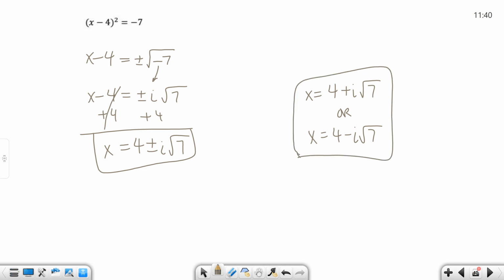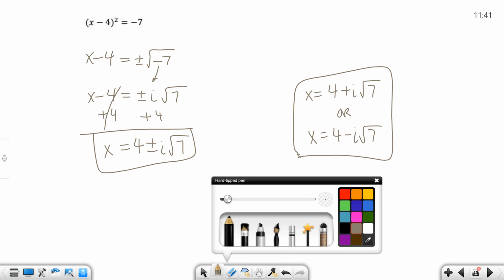I do want to point out that the plus or minus literally means 4 plus that and 4 minus that. And if that was just 7, we could say 4 plus 7 is 11, 4 minus 7 is negative 3, but it's got an i on it and it's got a radical. So we can't just combine it. All right? We can't just combine it.